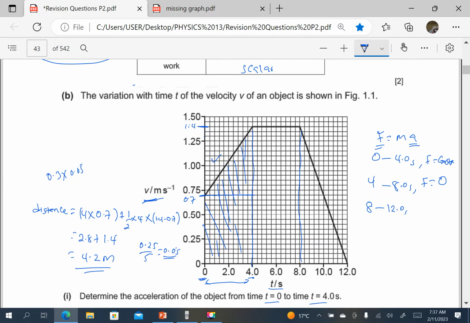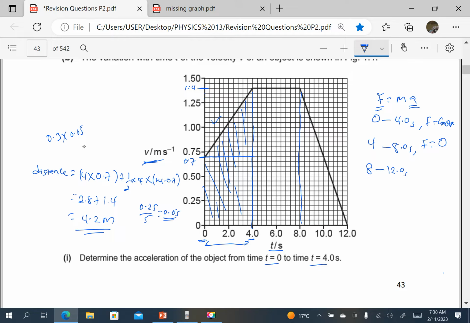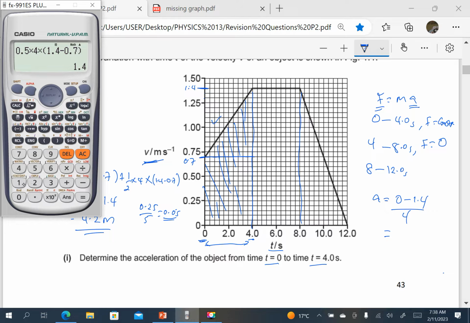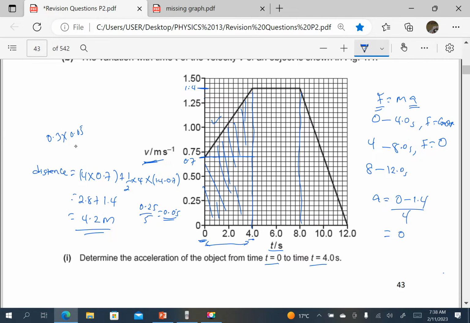In the second stage, we can try to find the gradient. The gradient, which will be the acceleration, will be equal to the final value of 0 minus the initial value, which is 1.4 at the top, divided by the time, which is 12 minus 4 minus 8, which is actually 4. When you divide this, you have negative 1.4 divided by 4, you have 0.35.